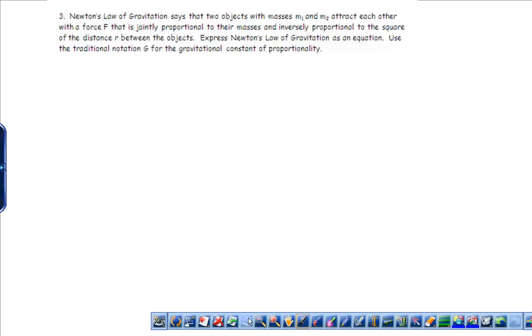All right, last problem. So Newton's law of gravitation says that two objects with masses m1 and m2, or m sub 1 and m sub 2, attract each other with a force that is jointly proportional, knew we would get to this, to their masses and inversely proportional to the square of the distance, which is r, between the objects. Express the law as an equation. Okay, so I'm going to write down what we know so far. This is what we were given for a joint variation.